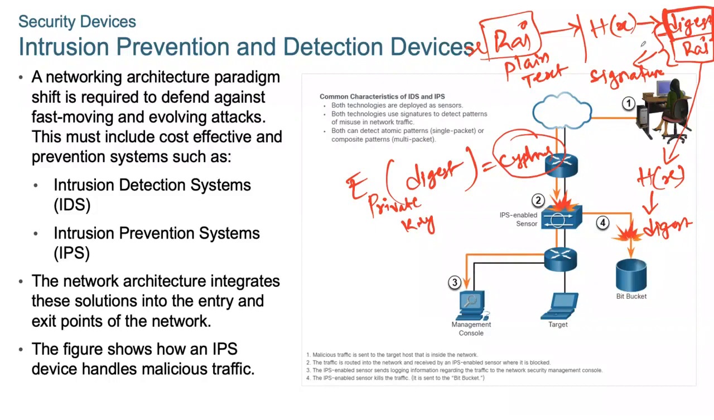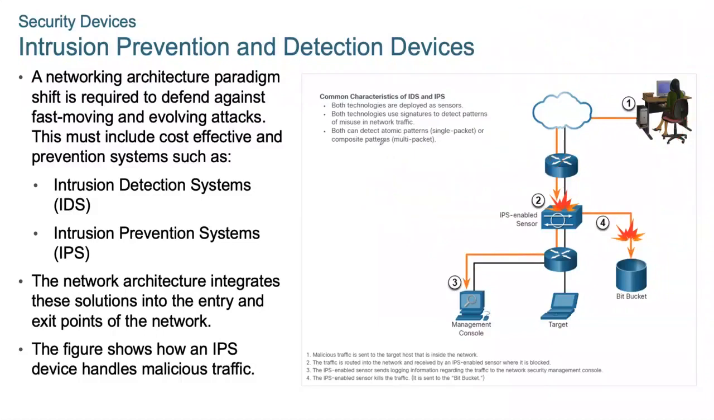That means the same plain text is generating the digest. A matching digest means there is integrity of traffic from the inside network to the outside network and from the outside network to the inside network. If this signature is not matching, then these intrusion prevention and detection systems or devices give an alarm that whatever traffic is received is malicious traffic, so be alert. That is the common feature of IDS as well as IPS.